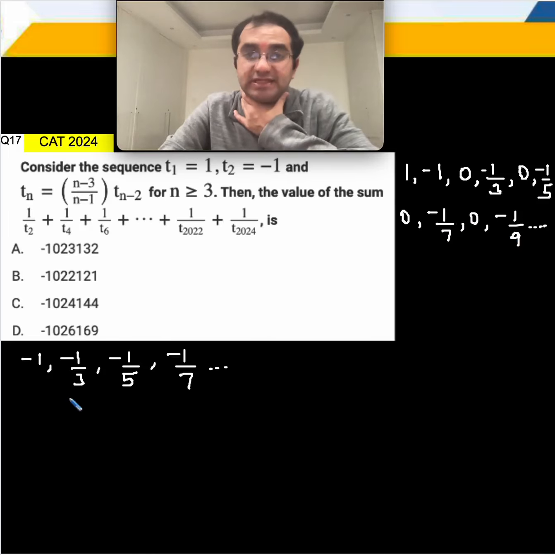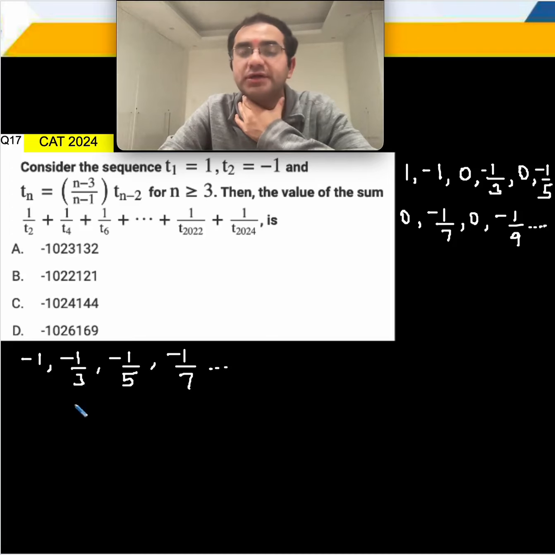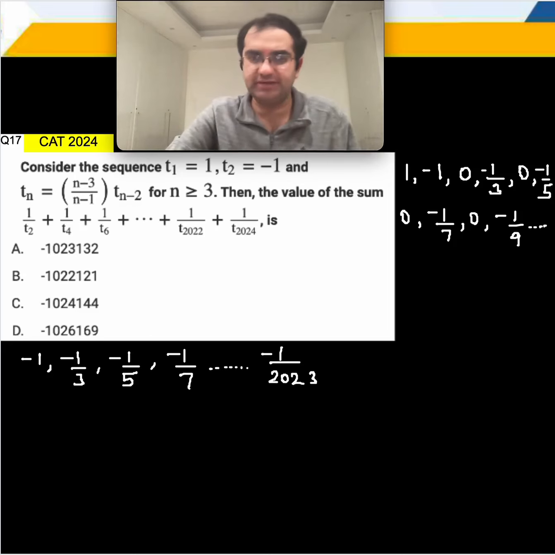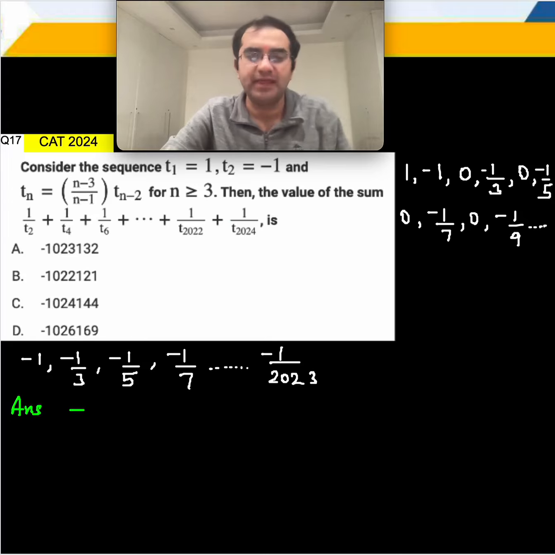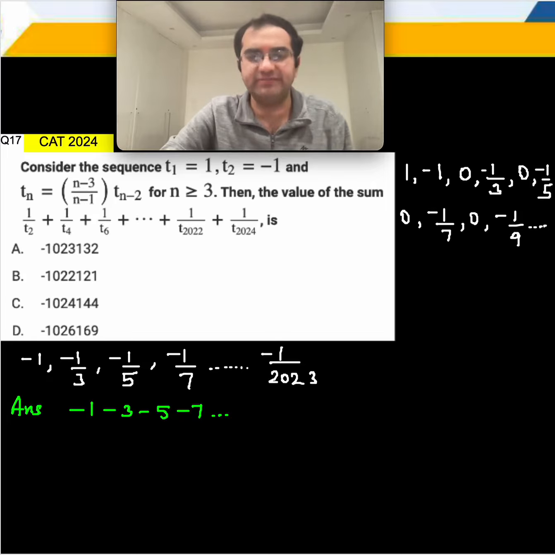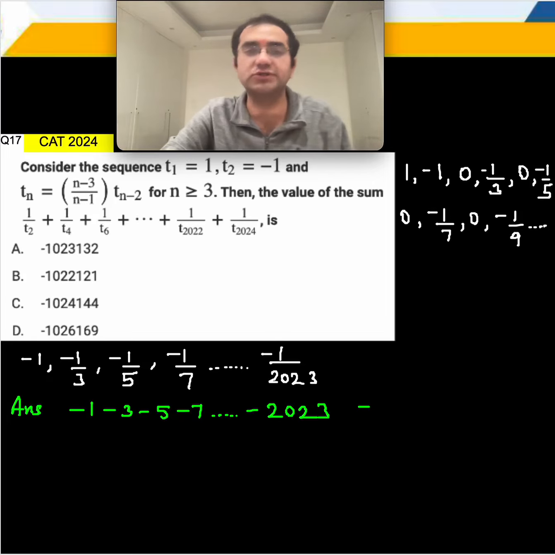So the second term is this, sorry, this not the second term, this is the fourth term. फोर्थ टर्म में डिनोमिनेटर में 3 है, सिक्स टर्म में 5 है, एट्थ टर्म में 7 है. So 2024 टर्म में डिनोमिनेटर में 2023 आ जाएगा. These are all of the even terms. इनके रेसिप्रोकल्स को ऐड करना है. So what do I have to add? minus 1, minus 3, minus 5, minus 7 and so on up till minus 2023. इनके रेसिप्रोकल्स को ऐड करना है.